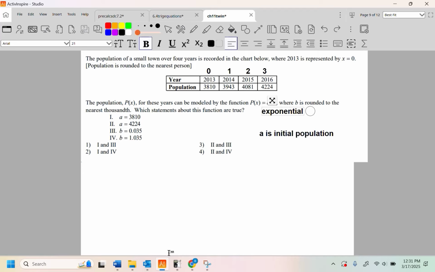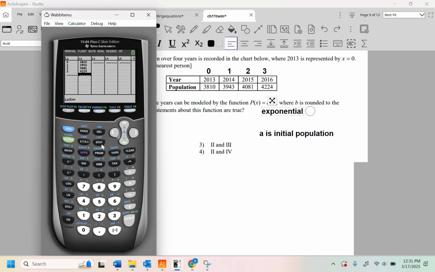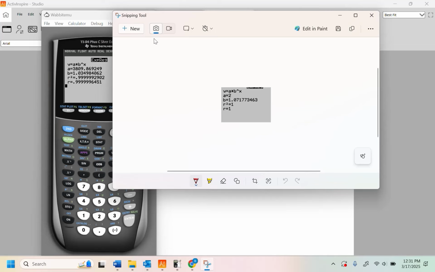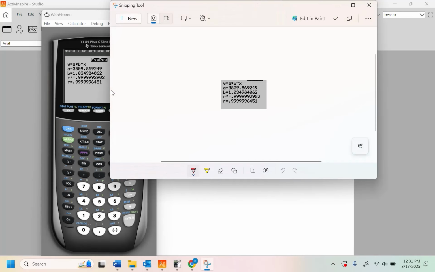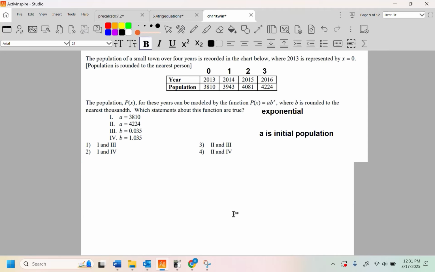So I'm going to do the exact same type of regression that I just did. I'm going to go to stat, go to calc, and look for EXPREG, exponential regression. And I'm going to scroll down to calculate. And there's my equation. Now, the calculator has rounded, but it looks a lot like what I was telling you. They do want you to round to the nearest ten-thousandth position.